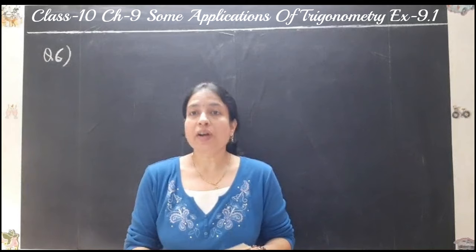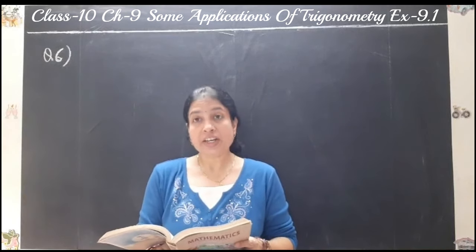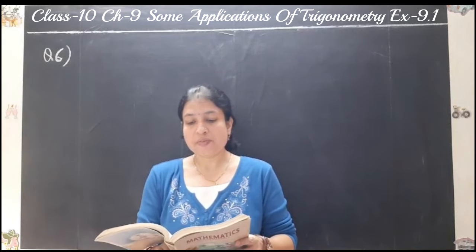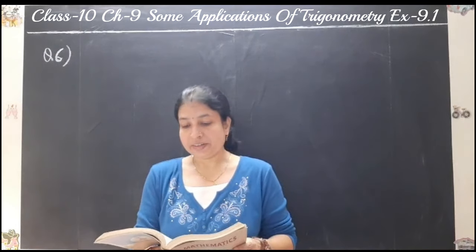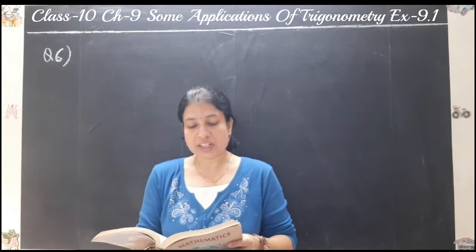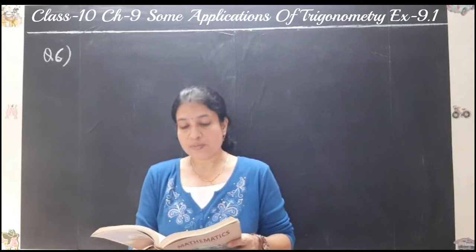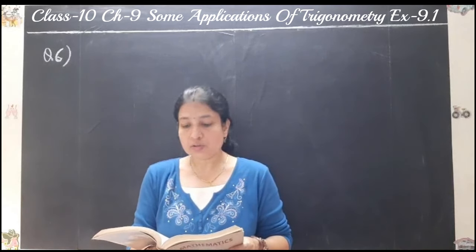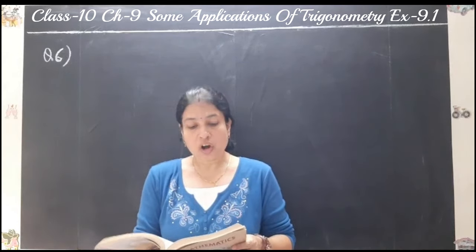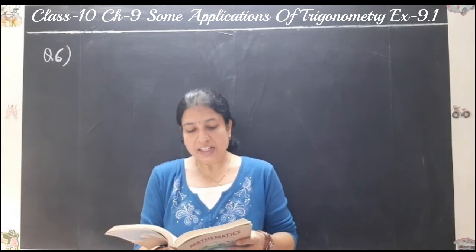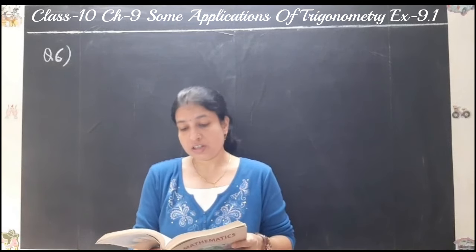A 1.5 meter tall boy is standing at some distance from a 30-meter tall building. The angle of elevation from his eyes to the top of the building increases from 30 to 60 degree as he walks towards the building. Find the distance he walks towards the building.